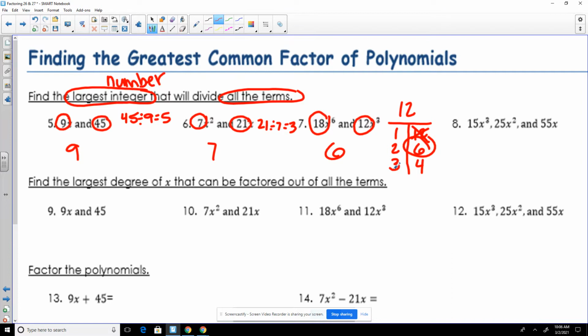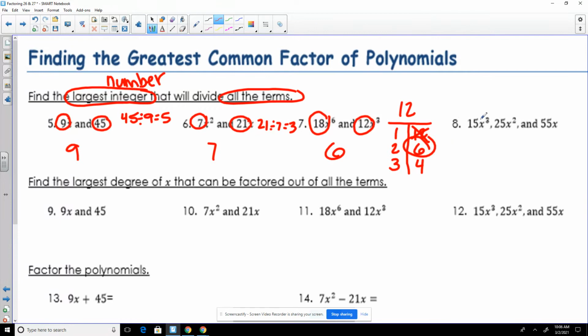Okay, 3 would also evenly divide into both, but the reason why it's not 3 is because 6 is the greatest. 6 is larger than 3, and it will divide into both integers. So that's why 6 is the GCF here and not 3, because 6 is greater than 3.